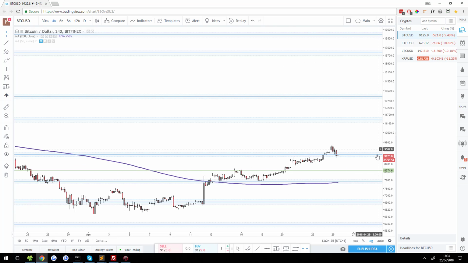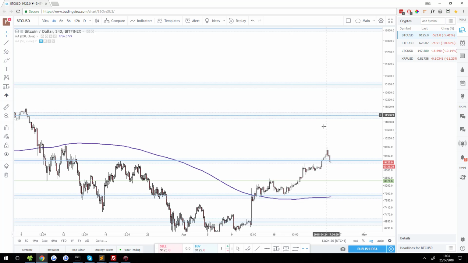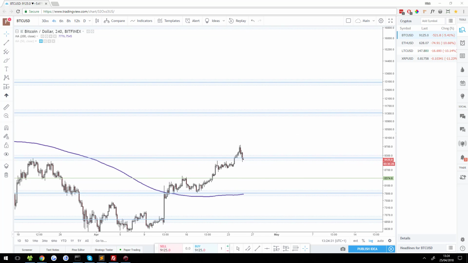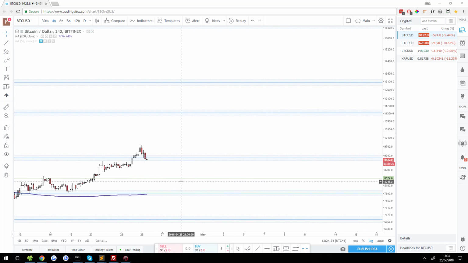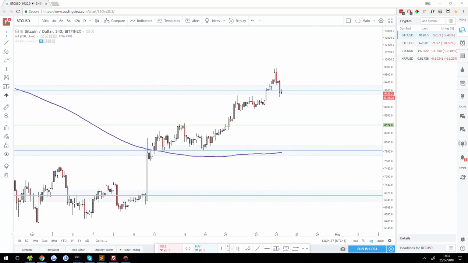So I'm going to be looking for a long trade on BTC USD. I think it's trending up, so I'm looking for continuations, bullish continuations. So we've got the uptrend, with price coming down to test this support area. It's already stalling on the support area.